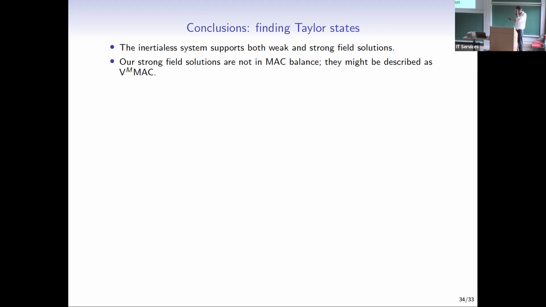I've probably said most of this. So we have weak and strong field solutions. They're not MAC. If you wanted a snappy algorithm, this is not it. In other words, you have to keep the viscous term in the magnetic equation with the MAC.